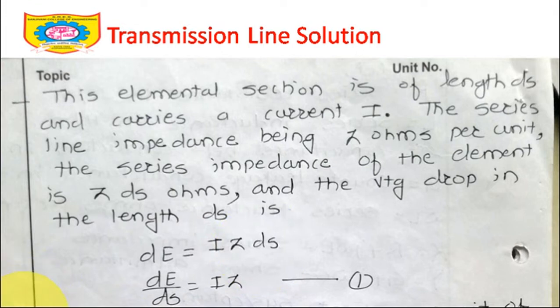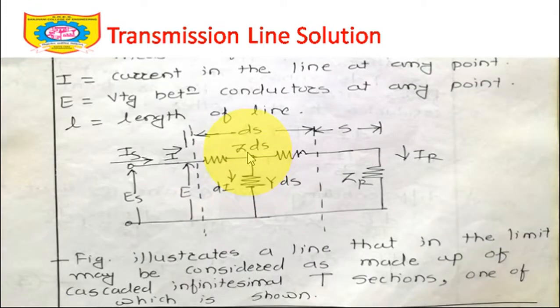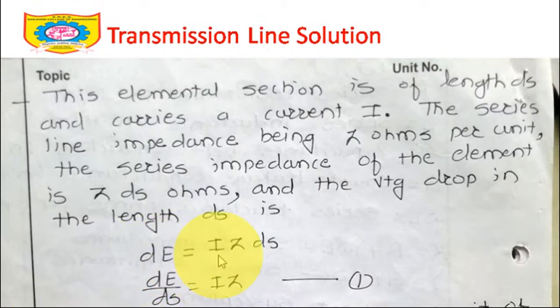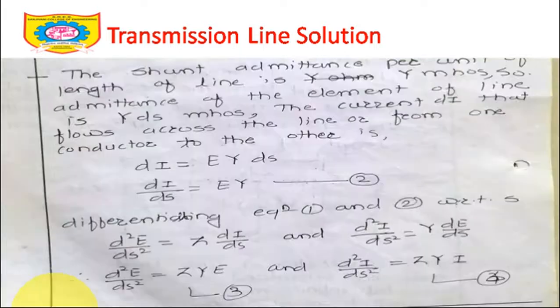So just apply the concept here. If I want to measure the voltage drop across this section, it should be z ds into I. So I into z ds is equal to dE. This is the voltage drop across this section. According to Ohm's law, I have come to one particular equation. This is equation number 1: dE is equal to Iz ds. So dE by ds, taking ds to the denominator, is equal to Iz. Equation number 1. Let's talk about the next thing.